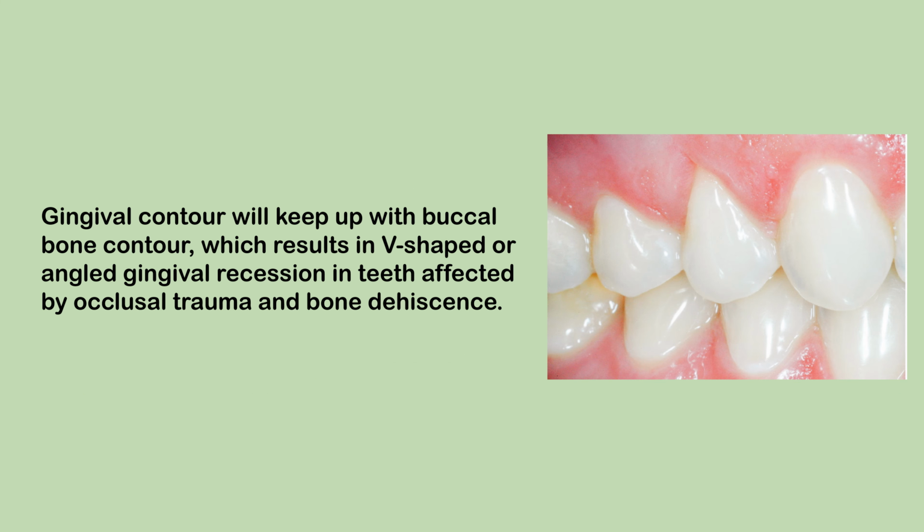So the gingival contour will keep up with the buccal bone contour, which results in V-shaped or angled gingival recession in teeth affected by occlusal trauma and bone dehiscence or fenestration.